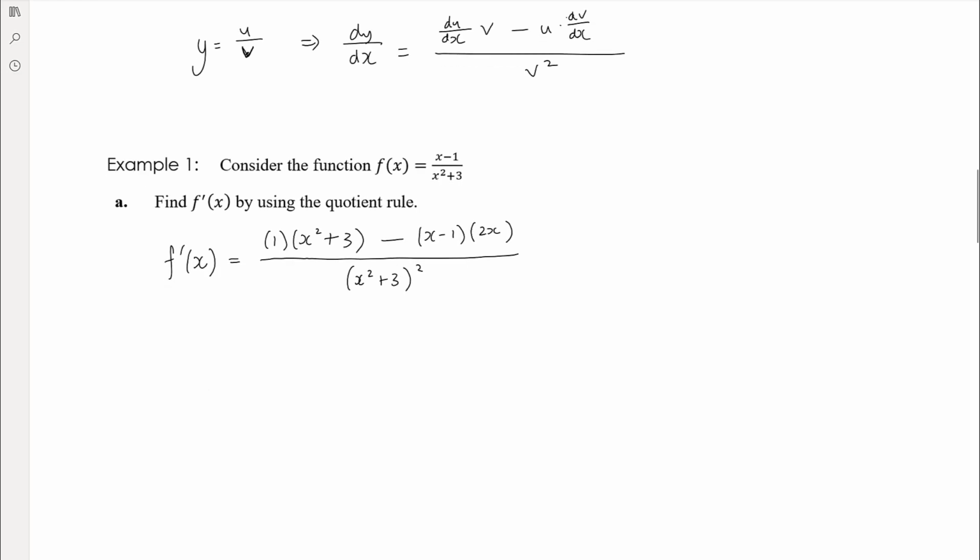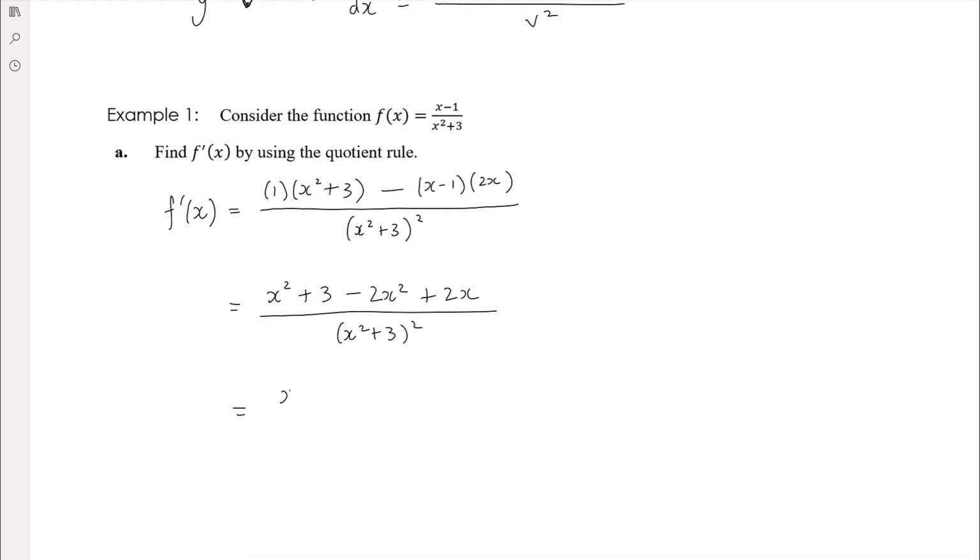Okay, so let's just tidy up the numerator. So we're going to have x squared plus 3, minus 2x squared plus 2x, over x squared plus 3 all squared. So that's going to be negative x squared, collecting like terms, plus 2x plus 3, divided by x squared plus 3 all squared. And you could factorise the numerator, but there's not going to be any common factors there given what the denominator looks like, so we can stop at that point. Okay, so there's your quotient rule.